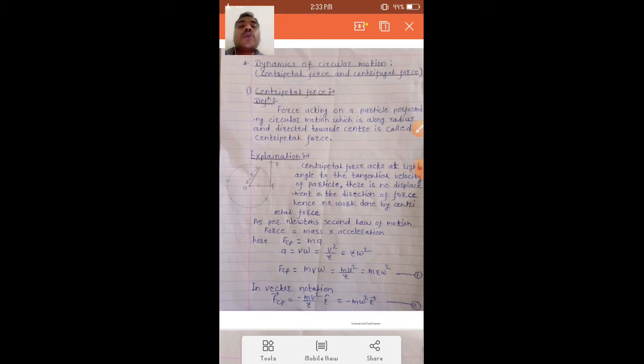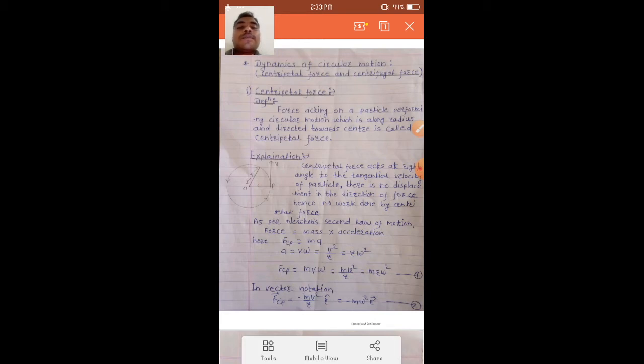Today we learn new topics. Topic name is dynamics of circular motion. In this topic we can discuss two forces. First is centripetal force. Second one is centrifugal force.